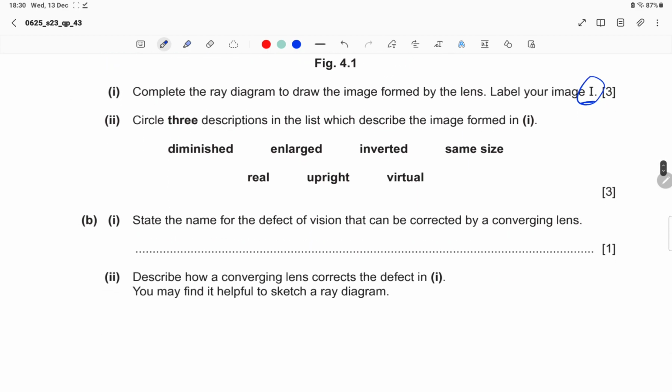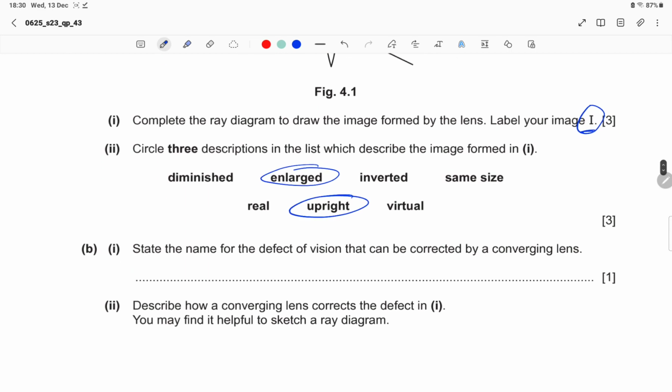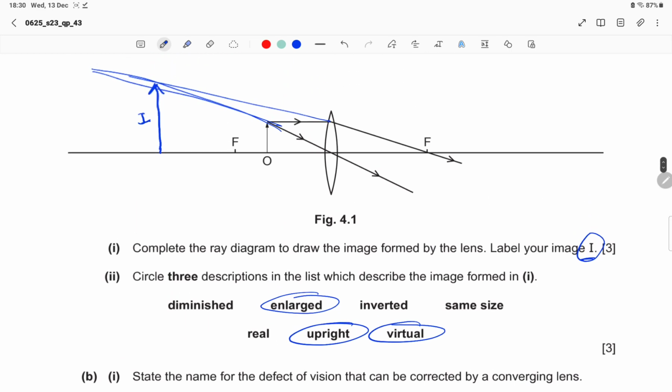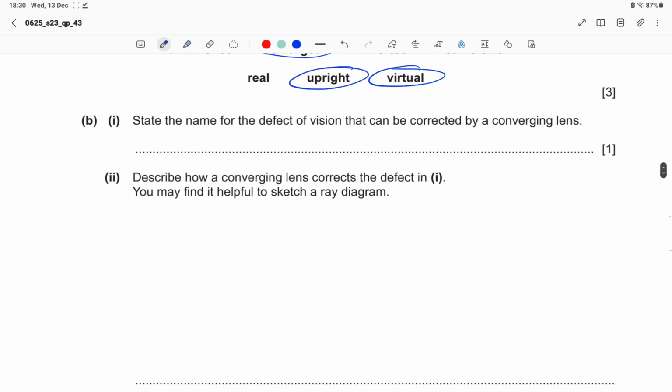Describe the image formation. So it's going to be enlarged. Yes, the image is enlarged. You can see this thing is upright. Yes, and it's virtual. You cannot get it on the screen. Okay. So virtual images are those images which you cannot capture on the screen. State the name of the defect of vision that can be corrected by a converging lens.